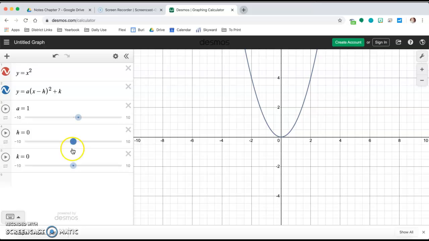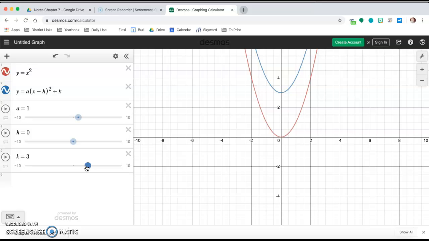It says we want to move the slider k all the way over to 3. When we move our slider to 3, now where has the vertex moved? Well, it's moved up to 0, 3. So in my observations box, I'm putting adjustments to k move our vertex y value.